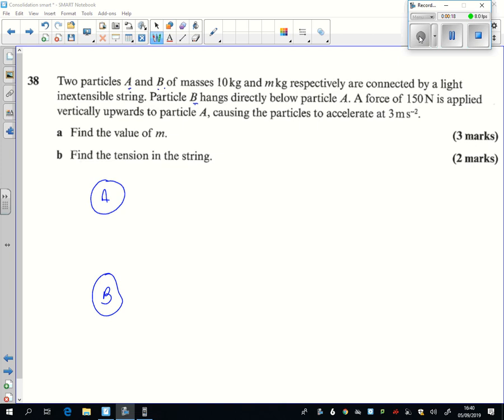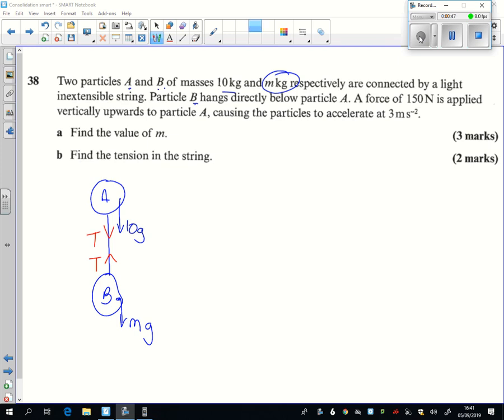Now A's got a mass of 10 kilograms, so we've got 10g pulling that down, and we've got mg from this one here pulling down. And they're connected by a light string. Now that string's got no mass, being light, but it does have some tension in it. And so there's tension pulling B up, and there's tension pulling A down.